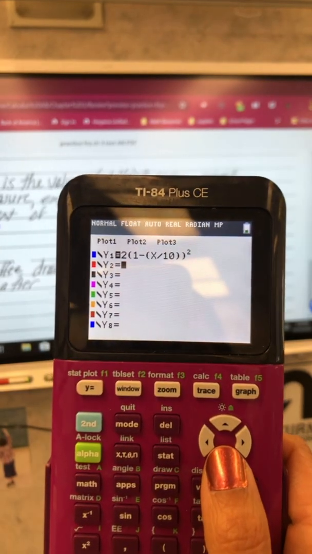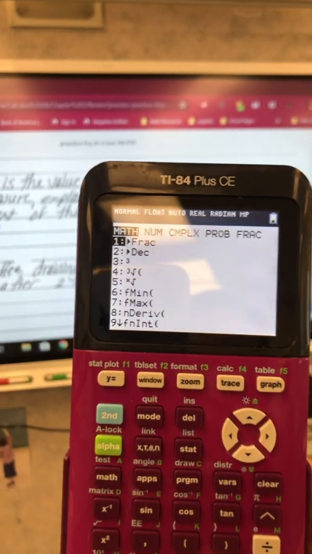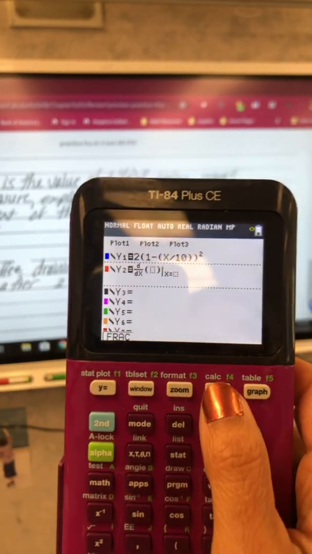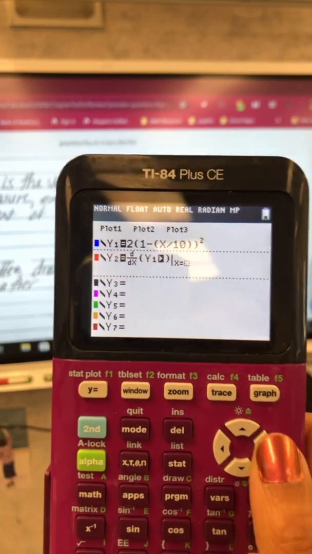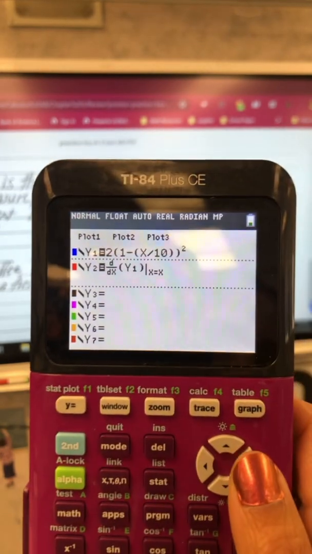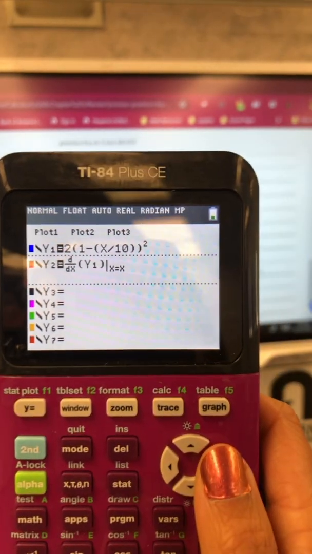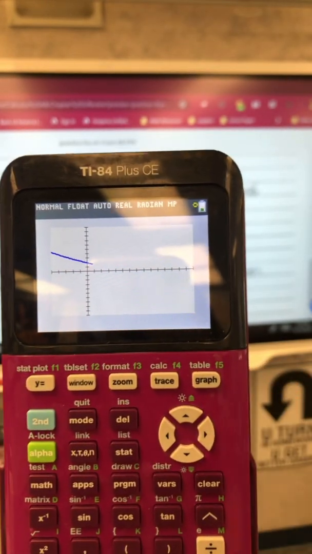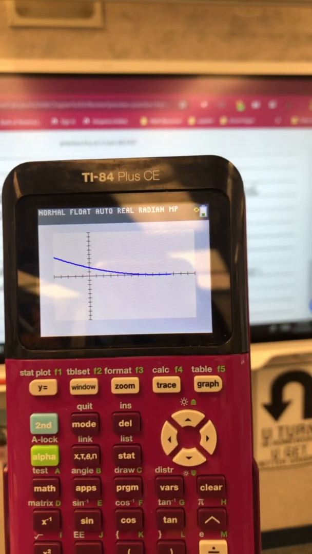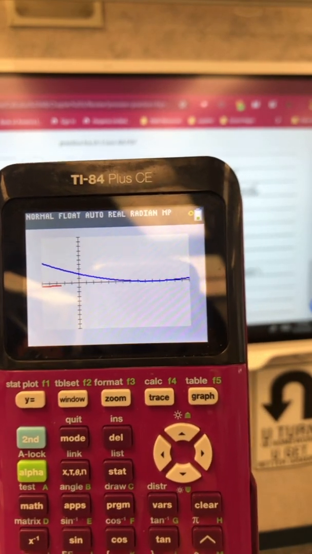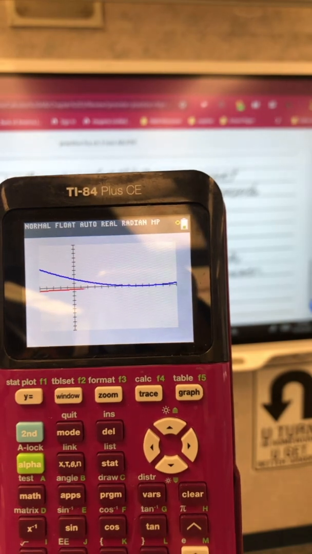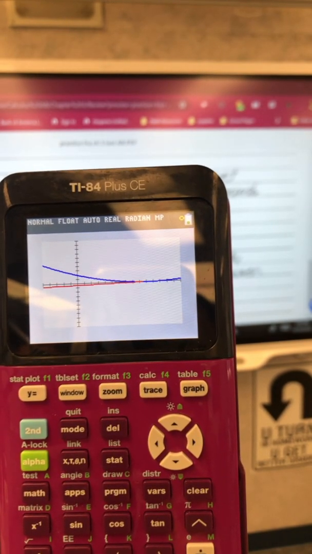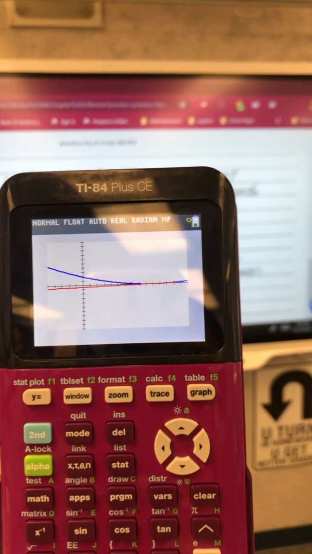And then for y2, I need to hit math, 8, d/dx of, alpha trace, y1. I love that I figured out how to do that because it makes life so much easier. Okay, and then we'll graph. I might need to change my window, but let's see. Okay, the blue is the original, the red is the derivative.